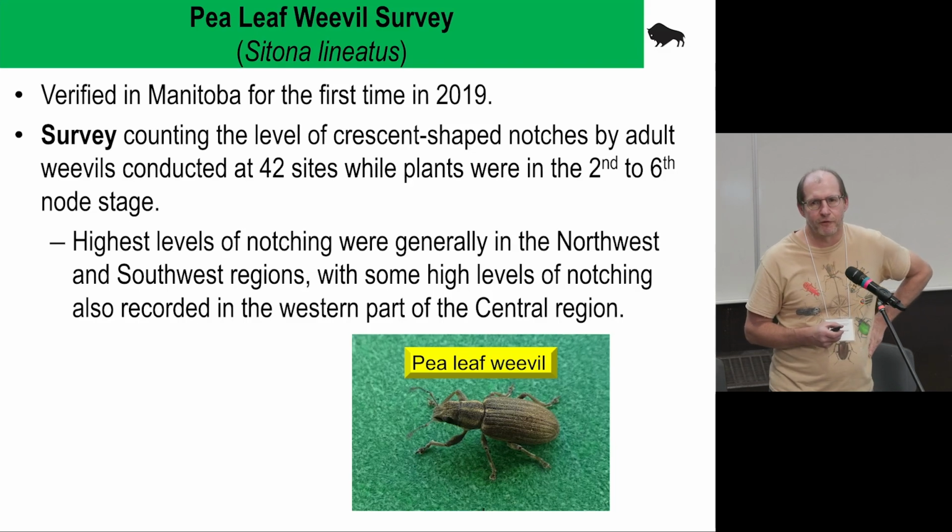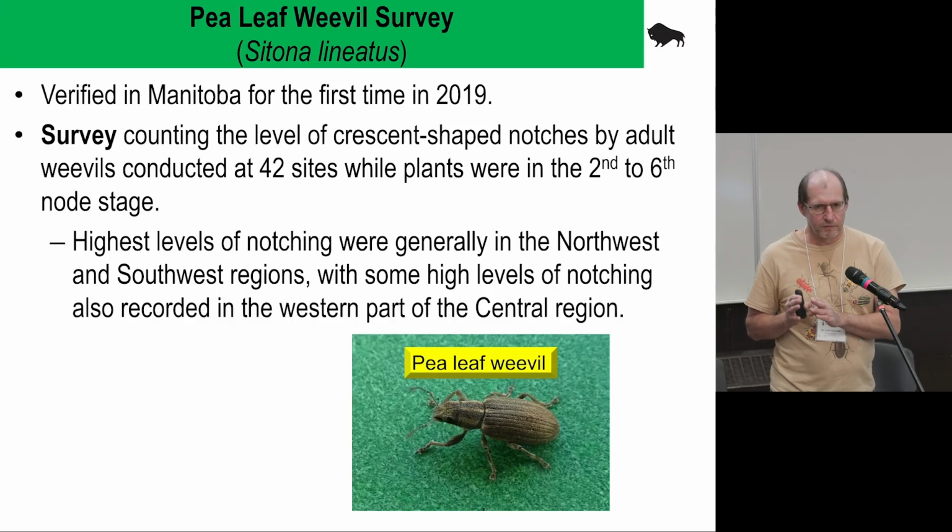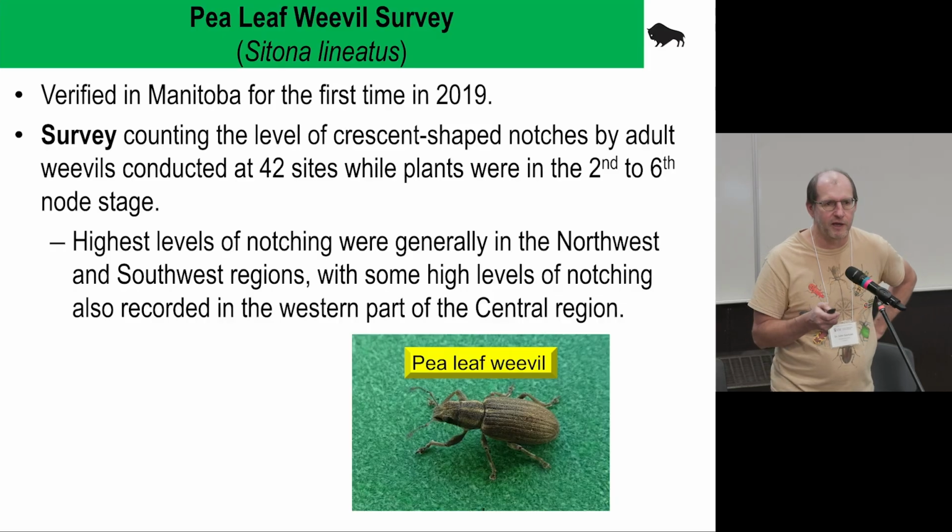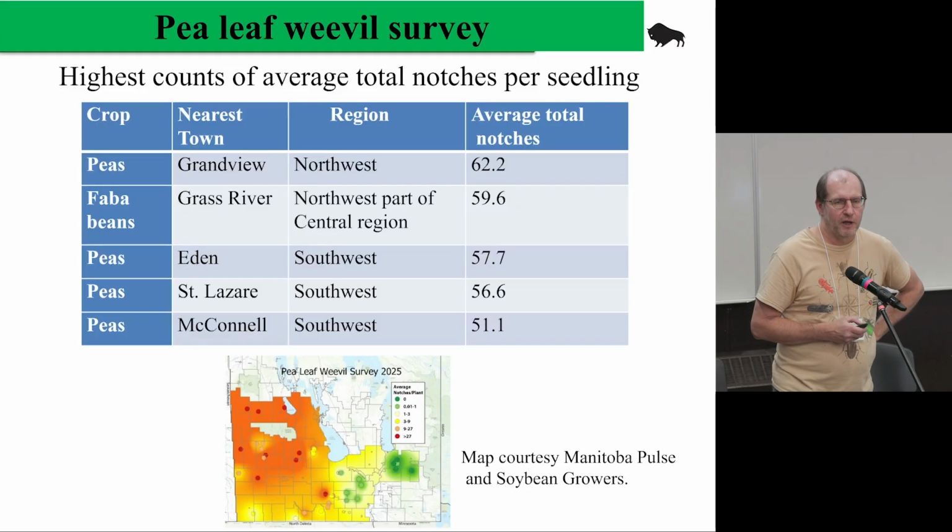We do a survey every year for pea leaf weevil as well. Our survey is a little different though. All we do is go into a field and pick 10 plants at 5 sites, and we count notches on the leaves. Pretty simple survey, and then we compare the results. And this table here shows some of the results from the past year.